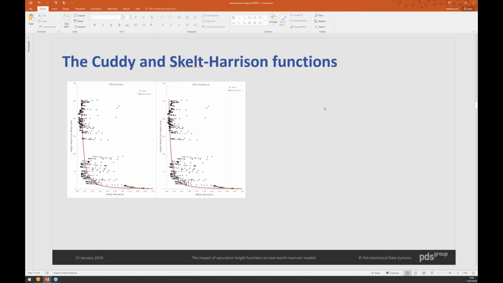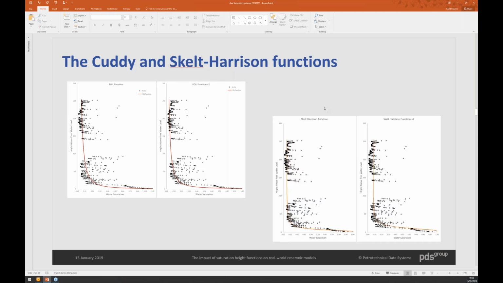So the next function that I used twice was the Skelt-Harrison approach. So this provides quite a bit of flexibility to fitting height functions to the data. So again, much the same process as for the FOIL function. It's just to run two different ways of fitting the curve to the data. So the difference between each of the curves is purely a fit of the A, B, C, and D constants that you get in the Skelt-Harrison function.